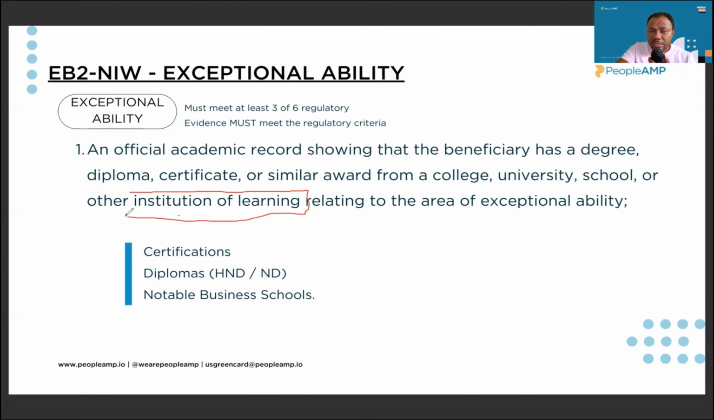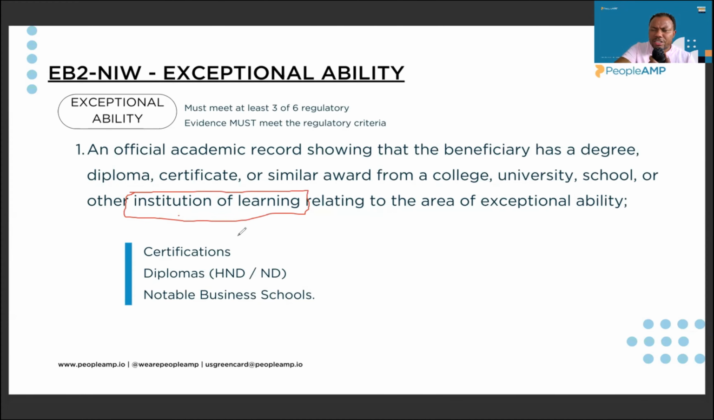What this means is that if you go to a technical college, then you have gone to an institution of learning. If you have gone to a polytechnic, you have gone to another institution of learning, which means that if you have gone to some kind of boot camp, you have also gone to an institution of learning. So this category does not bind you to a university environment. And sometimes you might go to some schools and not earn a degree, but you got some certificate. For example, there are times you go to maybe Harvard for a certificate course. This qualifies under this particular category.